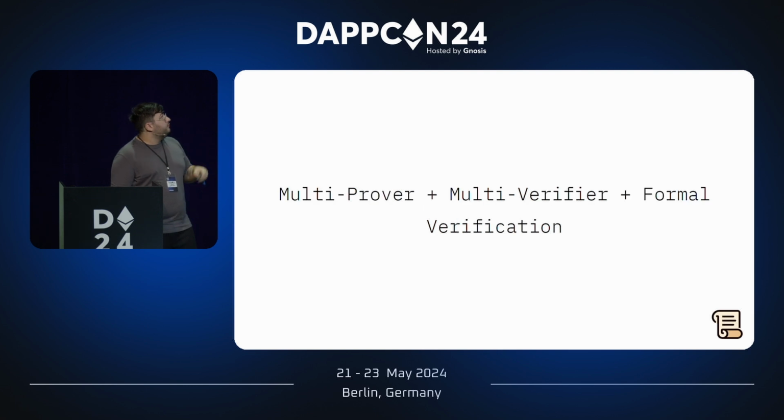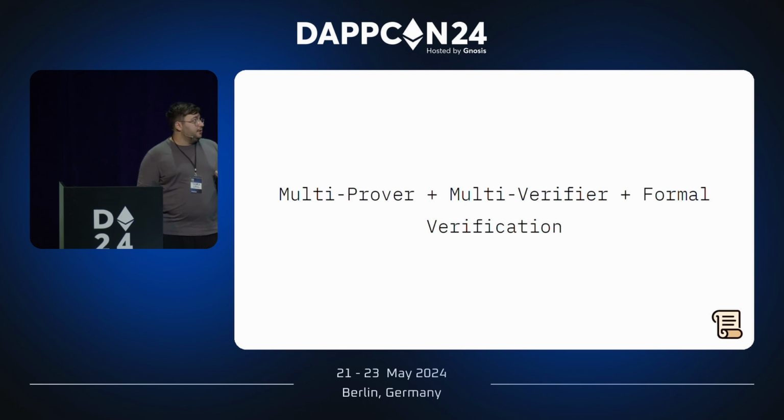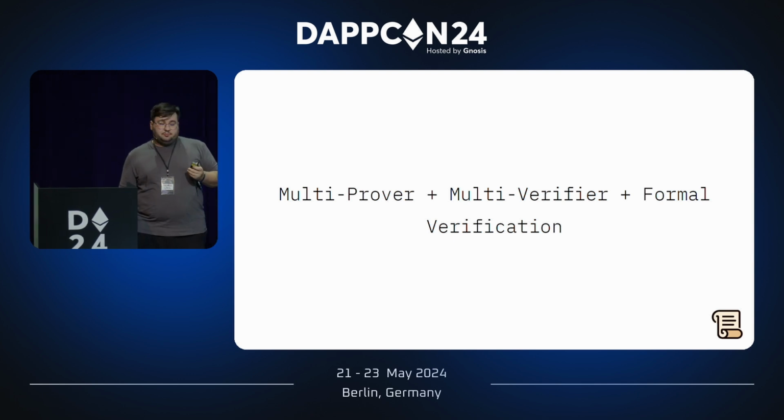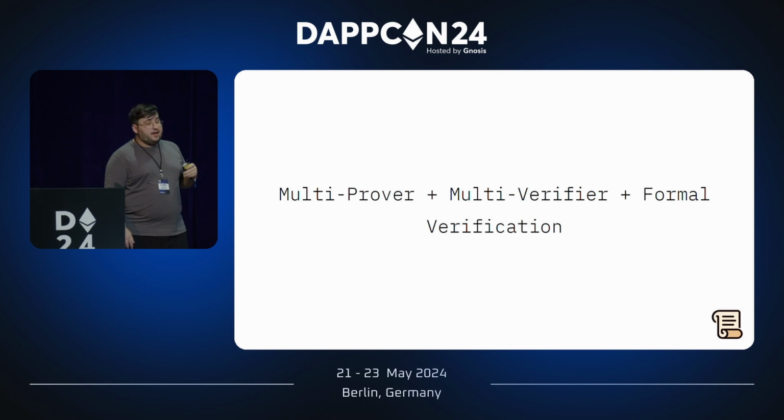So if you combine the multi-prover, the multi-verifier, and formal verification, you get a system that is sufficiently secure where the probability of a safety failure is decreased to a point where the risk of having delayed upgradability is acceptable.